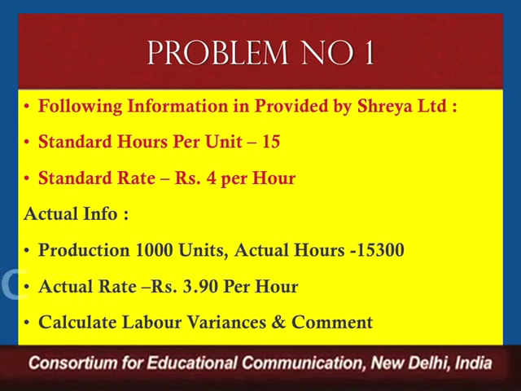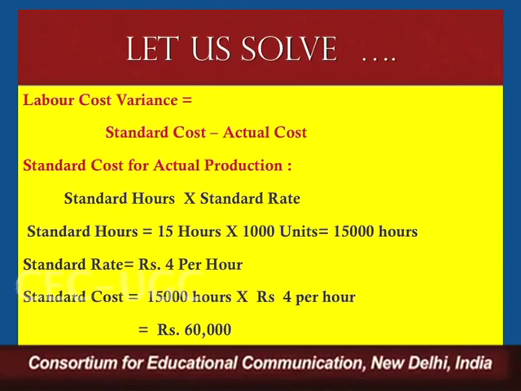So the question is giving you the standard as well as actual, and they're asking you to calculate labor variances and comment. When they say you have to calculate labor variances, obviously you have to calculate not only labor cost variance but also the rate variance and efficiency variance. So let's calculate labor cost variance. The formula is known to us: standard cost minus actual cost. We'll first calculate standard cost for actual production.